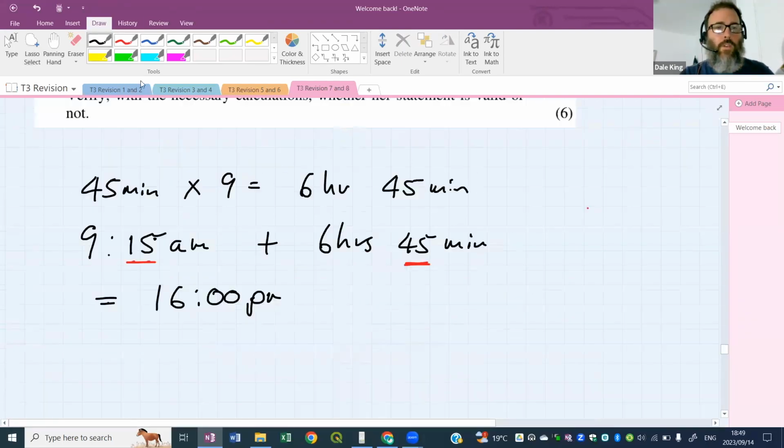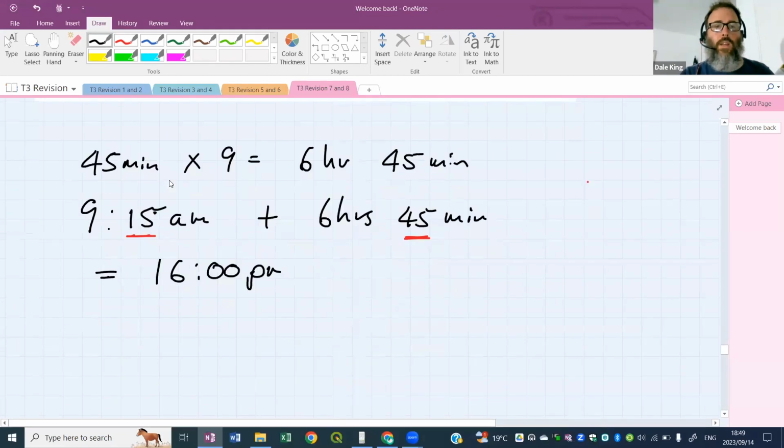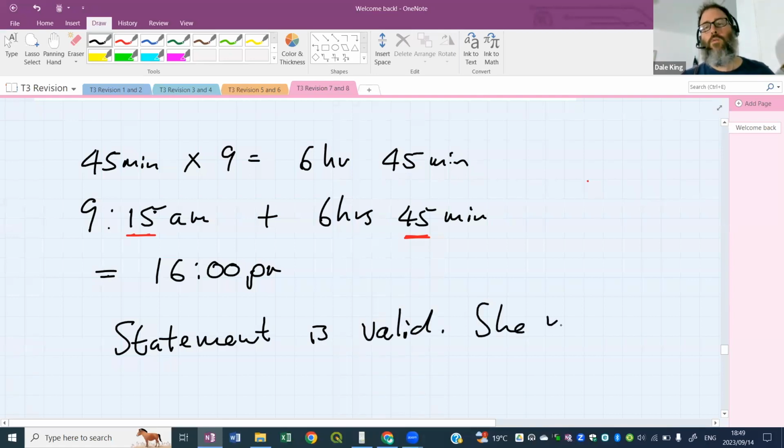Does it say verify whether her statement is valid? Because it says that she should be ready. So her statement is valid. She will be ready.